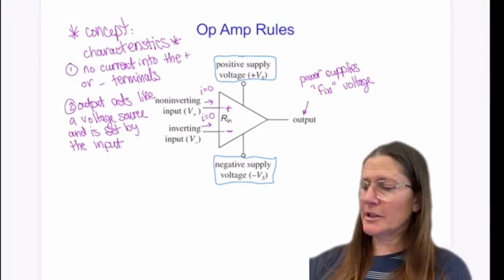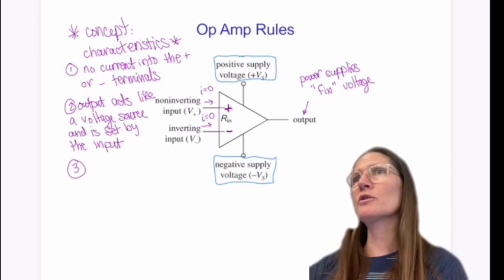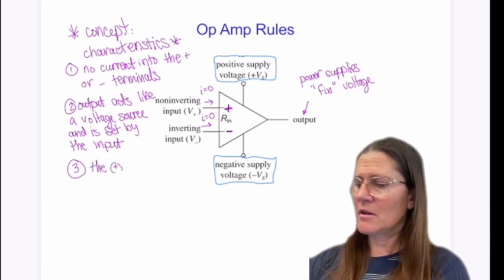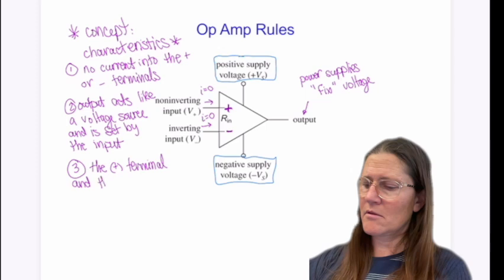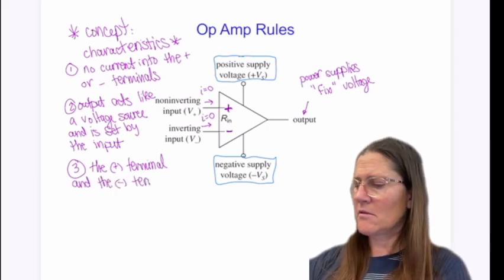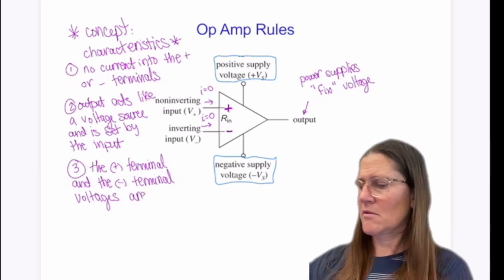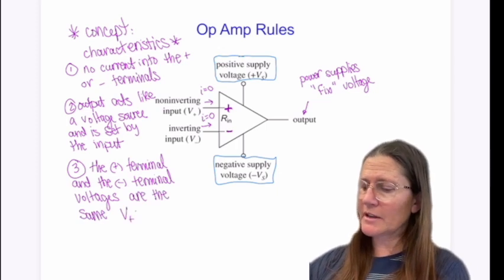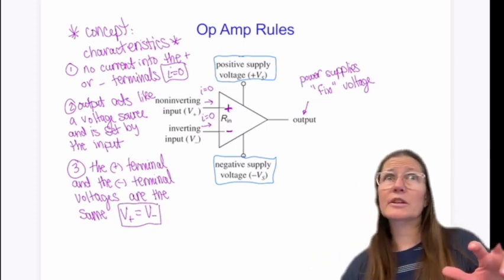The third characteristic is that the plus terminal and the minus terminal voltages are the same. So the voltage at the plus side is going to equal the voltage at the negative side. So these are the three characteristics that you have to understand.